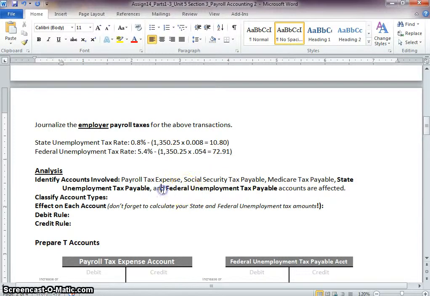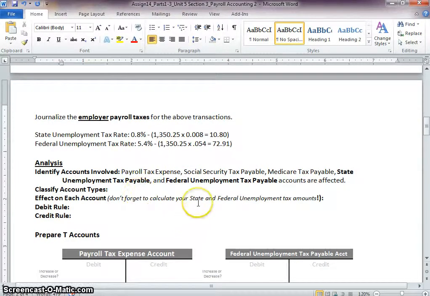So then when I go down here to clarify my accounts, you're going to tell me what types of accounts these are. So payroll tax expense, that tells us it's an expense account. We have Social Security tax payable. When we see the term payable, that tells us it's a liability account. Okay, so clarify those accounts and tell me what each of these accounts are.